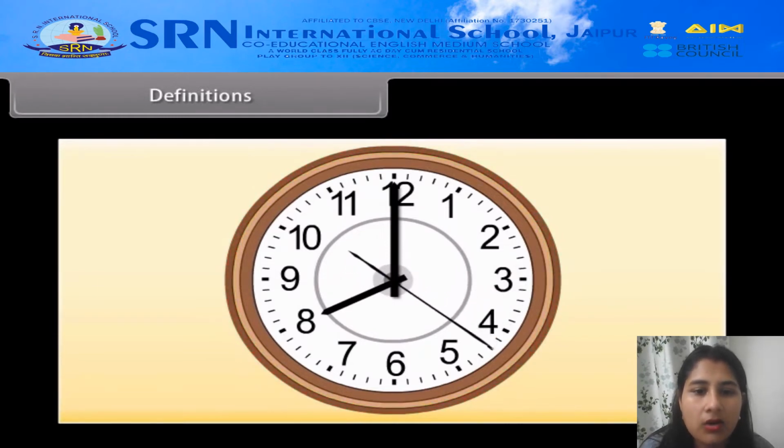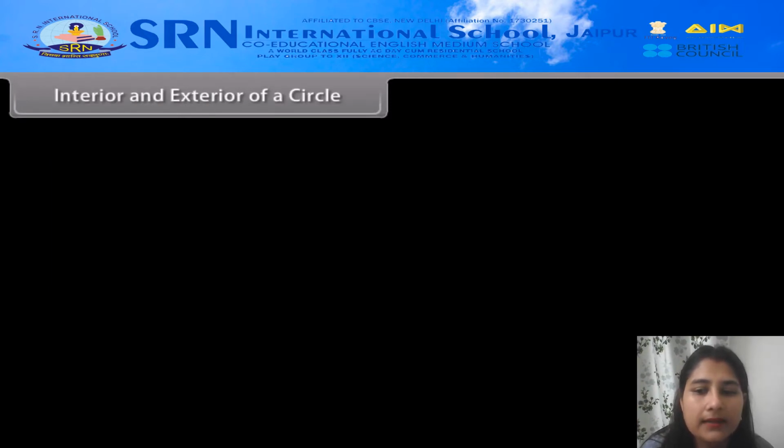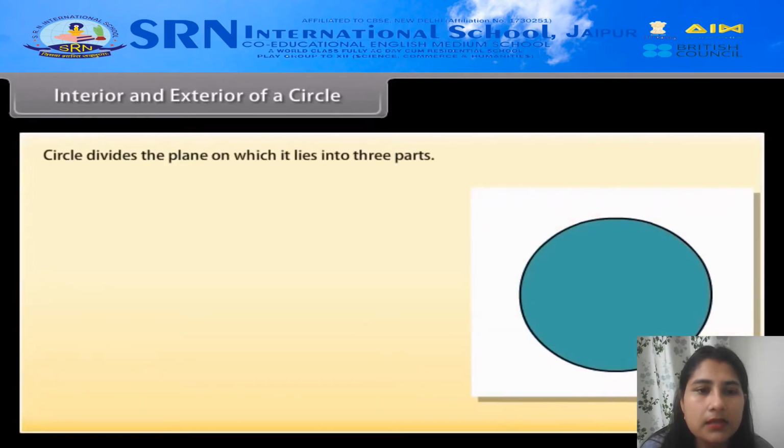As you can see, a clock which is defining the time here is taking the round of the time, which is showing the circumference of the circle. Now, can you see the hour hand needle stops at 5 and the minute hand ends at 8. What does that mean? A circle divides the plane on which it lies into three parts: interior, exterior and circular region.